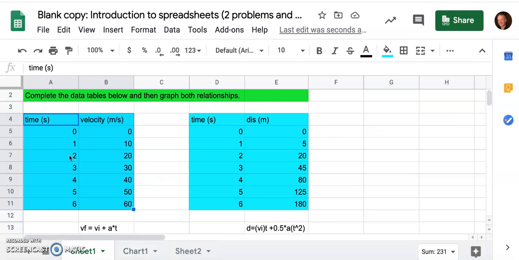Okay, so now you know how to do a linear trend line for a set of data that you've plotted as x, y ordered pairs. Every time you use a spreadsheet, you always put the x data first, that's the time, and the y data second, which was the velocity. And we'll do the same here. Time will be the x data, the displacement will be the y data.